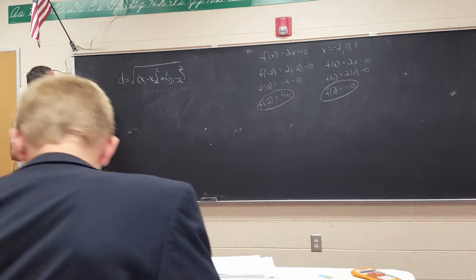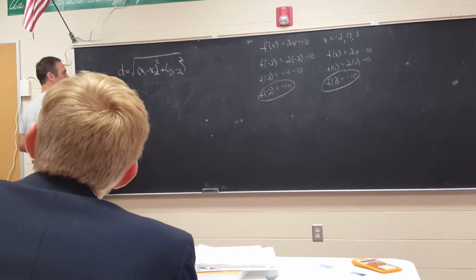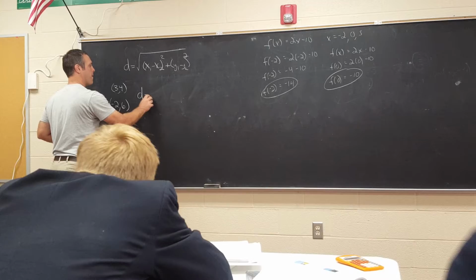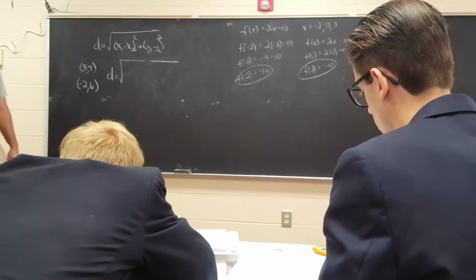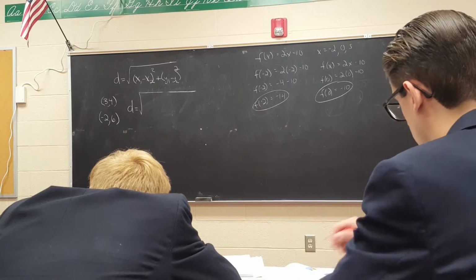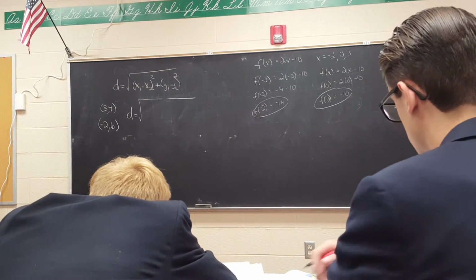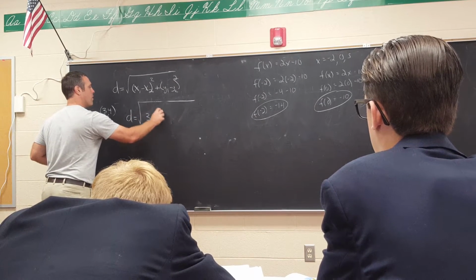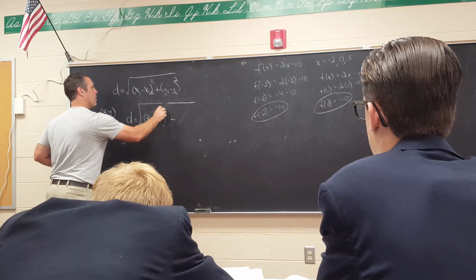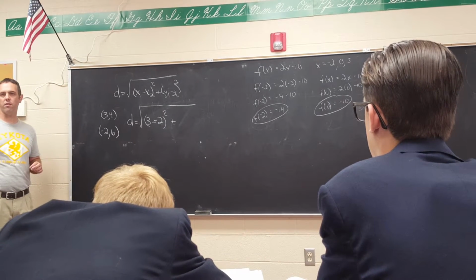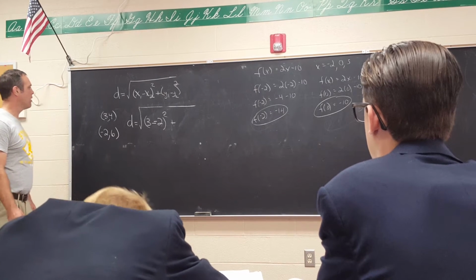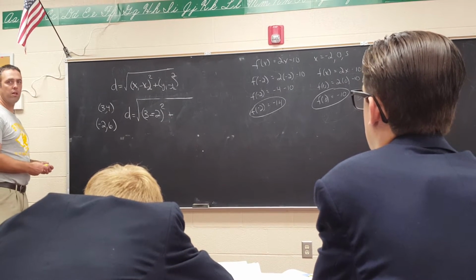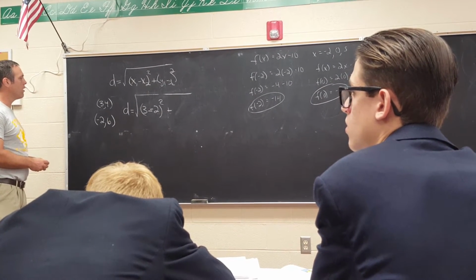So if we were to ask you to find the distance between the points (3, 4) and (negative 2, 6). All right. What would go inside the first set of parentheses? Charlie? 3 minus negative 2. Okay, good. What would go in my second set of parentheses? Subtracting the y's. 4 minus 6.